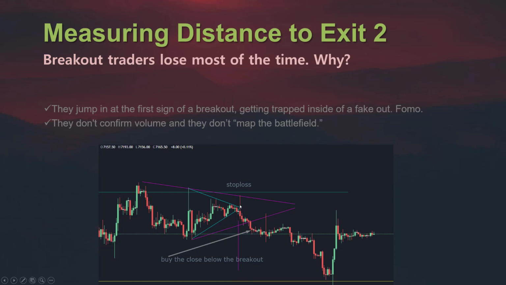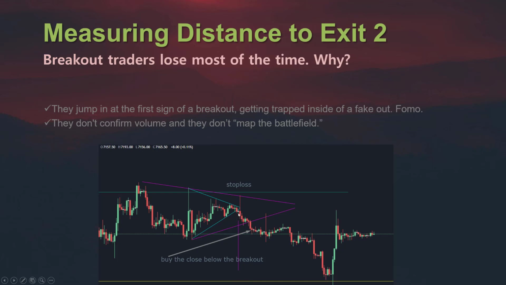This is a battlefield, and you need to know where your enemy sentries are, where they're stationed. So you need to draw your support and resistance lines first, then identify the triangle, then measure the base for the potential targets. Both ways, place your buy and sell limit orders, wait for breakout, wait for confirmation, confirm with your indicator, momentum, volume, and the volatility force. Then, only then, can you consider entering.